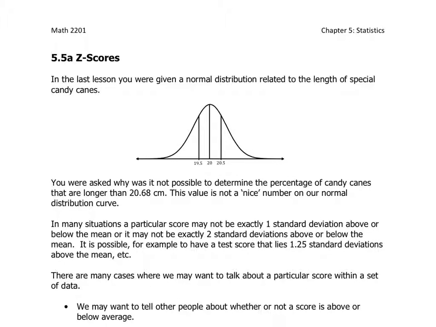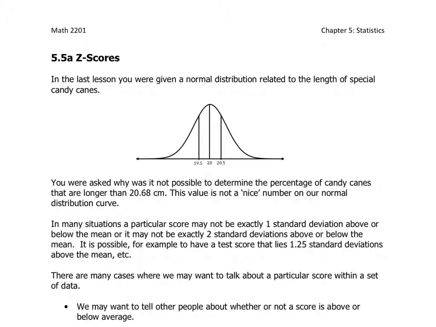Section 5.5 is on z-scores. In the last lesson we learned a little bit about normal distribution, and we were given a mean and standard deviation for which we labeled a normal distribution curve. We labeled the first, second and third standard deviation above and below the mean, and we had certain percentages associated with those labels. Within one standard deviation was 68% of the data; within two standard deviations was 95% of the data; and within three standard deviations was 99.7% of the data.